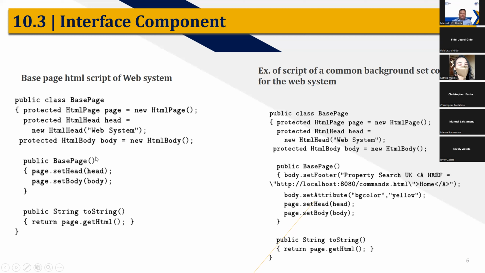This is a base web page with the title web system as the header of the web page. Here is the enhanced version, which has added a property for the color background. So here it calls the commands.html. This commands.html is the whole thing. So it called this procedure as the whole commands.html, and it added the body set attributes, where the color of the background should be yellow.